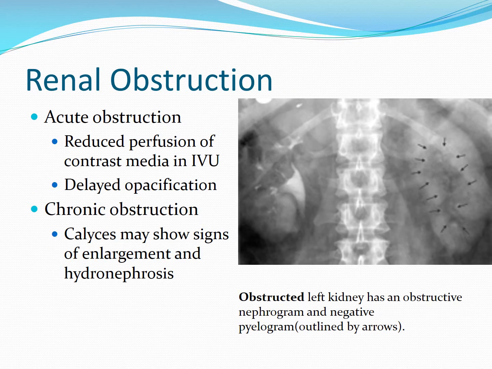Often, if there's a stone or something, or maybe a tumor blocking a kidney, there's an obstruction of urine flow from the kidney to the bladder. This can be seen on a radiograph as well.